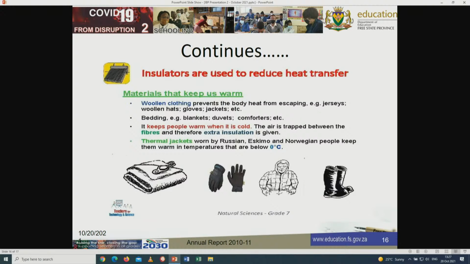preventing heat transfer. Bedding, e.g. blankets, comforters, duvets, and etc. It keeps people warm when it is cold. I said that, good people. The air is trapped between the fibers, and therefore extra insulation is given. Remember, I said air, bad conductor. The air is trapped between the fibers, therefore extra insulation is given.